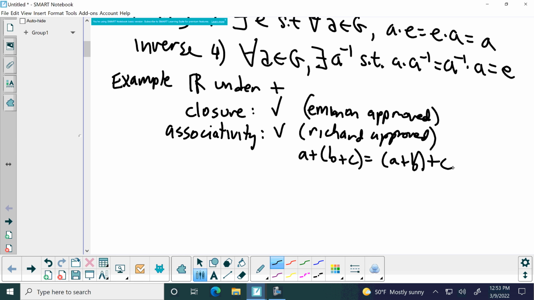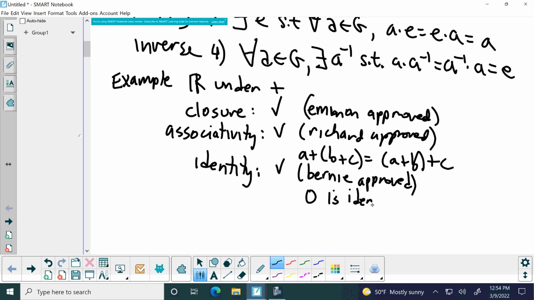And then Bernie, what about identity? Is there an identity that lives in the real numbers? Yeah, so we have identity. And so that is going to be Bernie approved. Great. Notably it's 0. 0 is the identity.